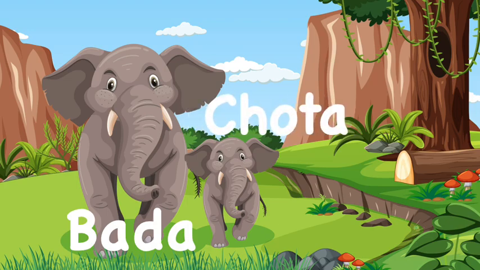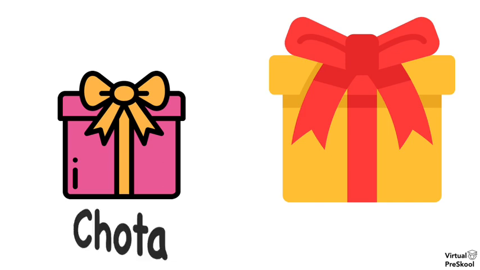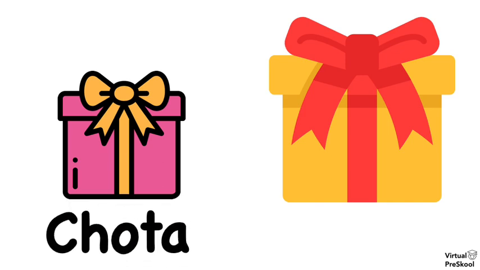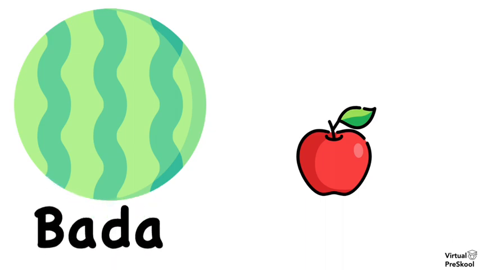And the baby hathi? Bada or chota? Chota. What about the gulabi gift? Bada or chota? Chota. And what about the pila gift? Bada or chota? Bada. And what about the tarboos, the watermelon? Bada or chota? Bada. And the seb, the apple? Bada or chota? Chota.